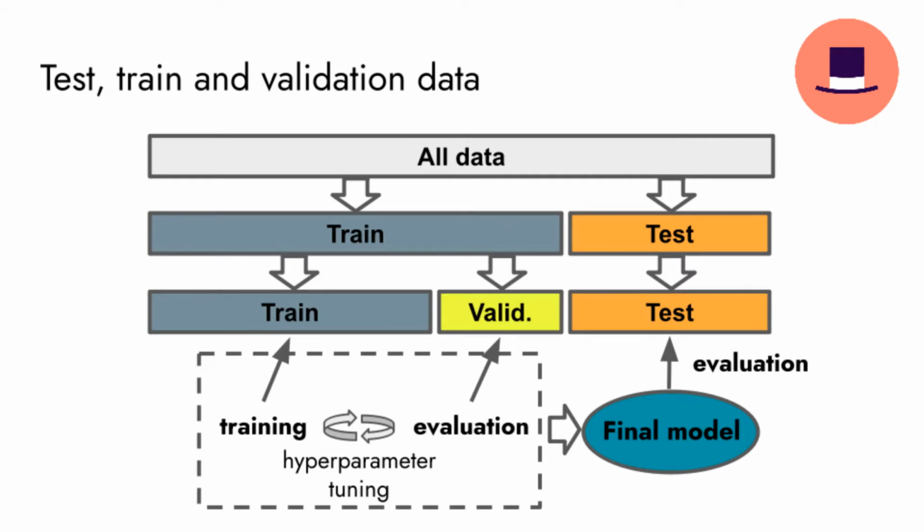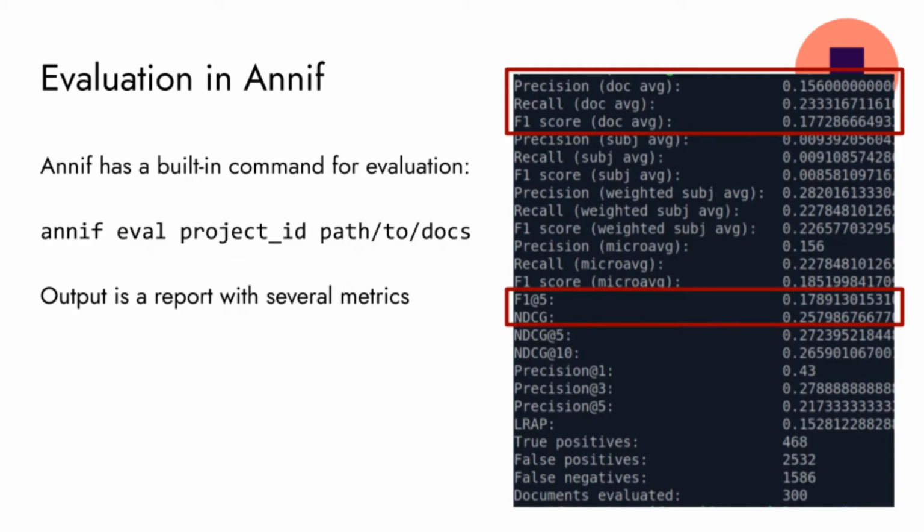There are many details in the evaluation and metrics that cannot be covered here. Luckily, in practice, calculating the metrics for Annif suggestions is easy. There is one command for that. The eval command takes the ID of a project to be evaluated as the first argument and a path to the documents to use for evaluation as the second argument. It outputs a report with several metrics.